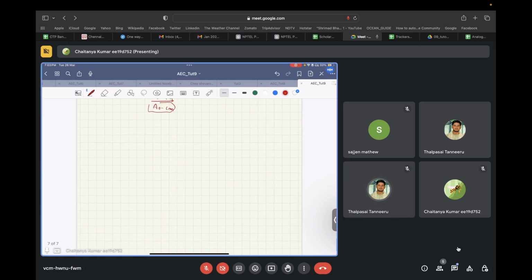So this part of the circuit remains similar. We have VCM plus VD by 2, some VB, and some output resistance R naught. Then we have VCM minus VD by 2. So let's say this circuit was like this.